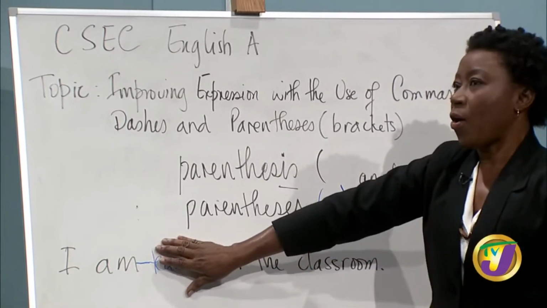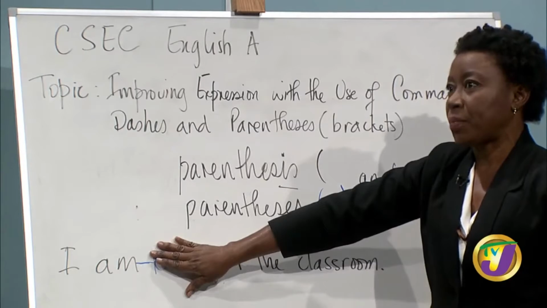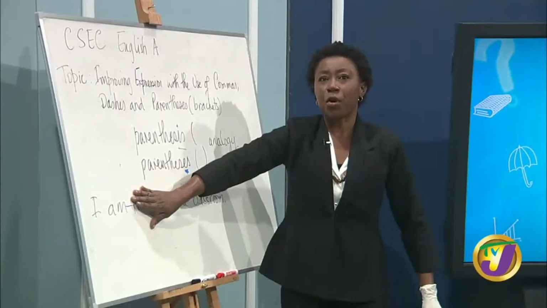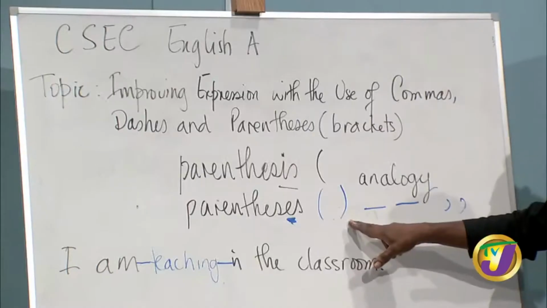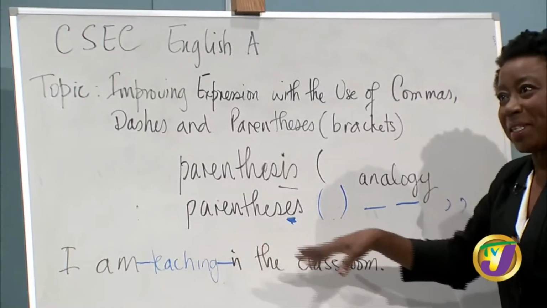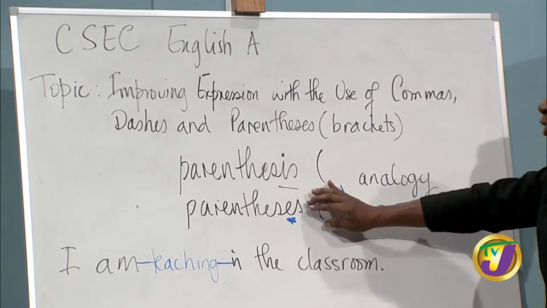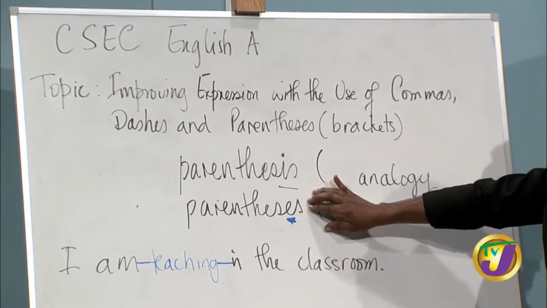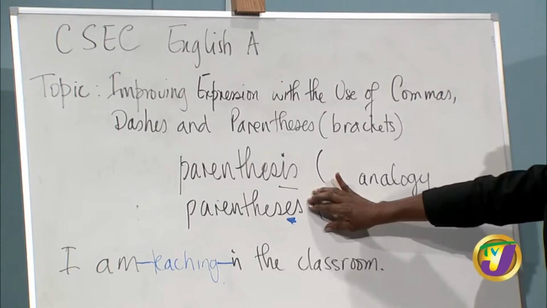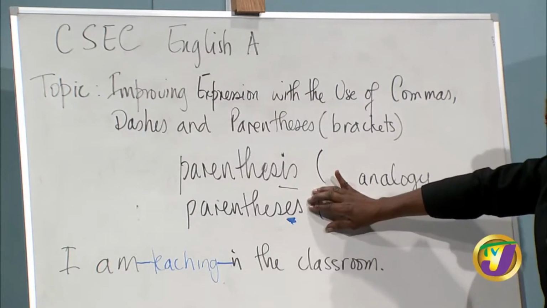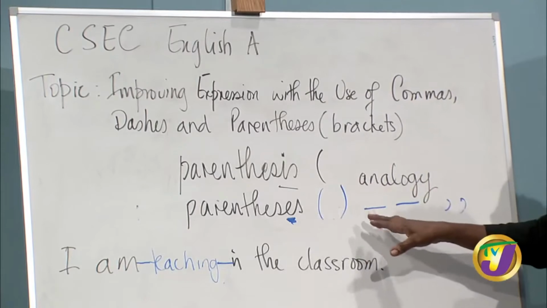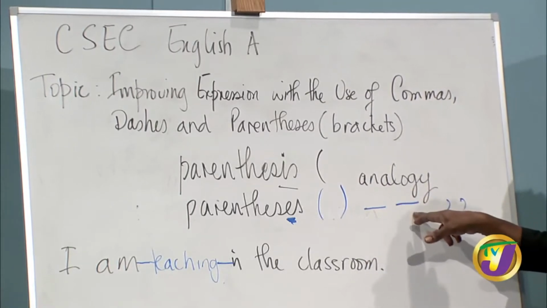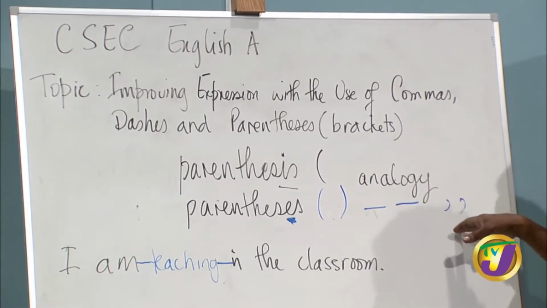This is called a parenthesis. It's an additional thought. And these 2 marks take the name for what you would do in the sentence. So these 2 marks are called parentheses. So the namesake, if you want to say it like that. But you may also choose to use 2 dashes or 2 commas.